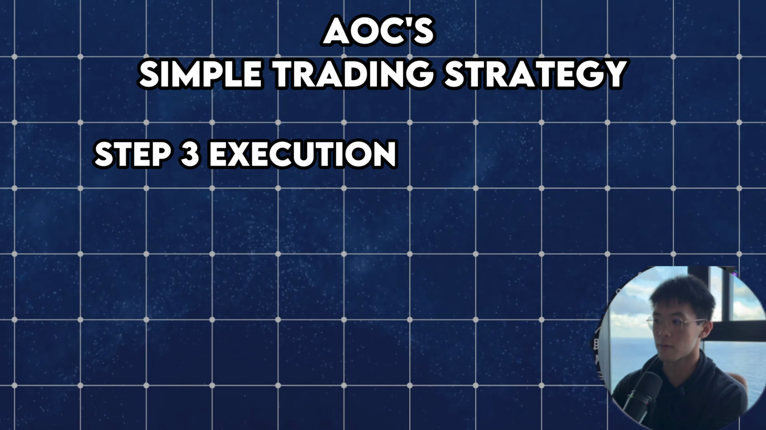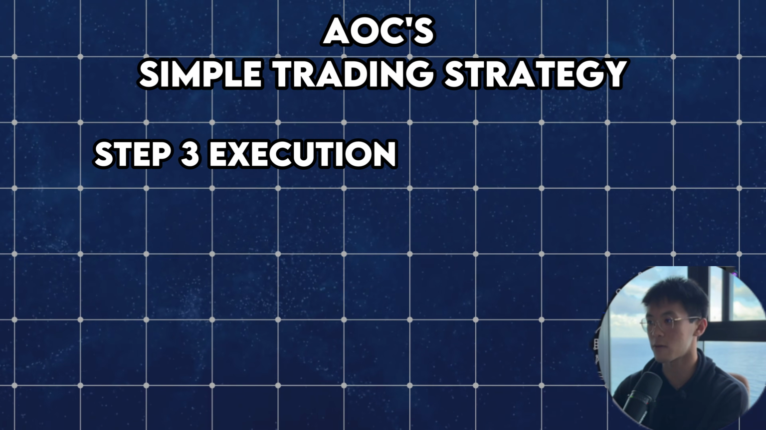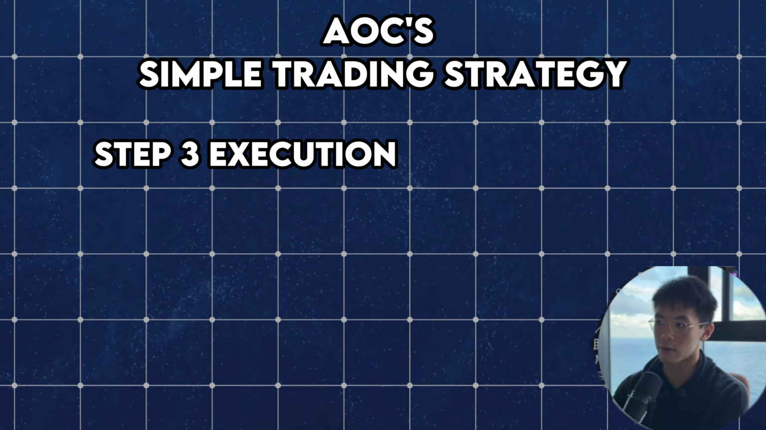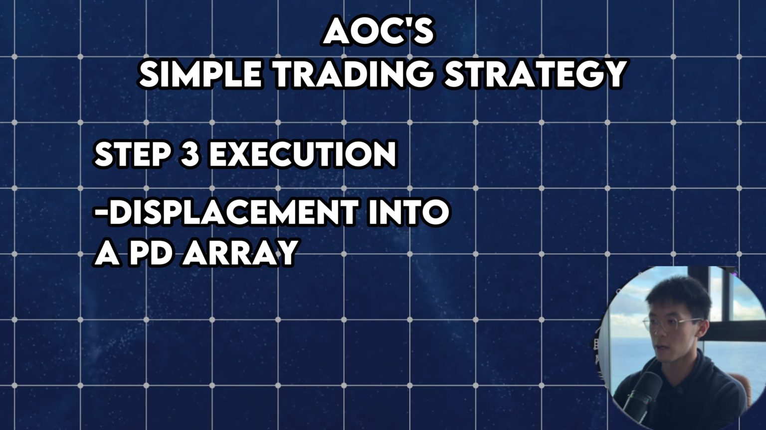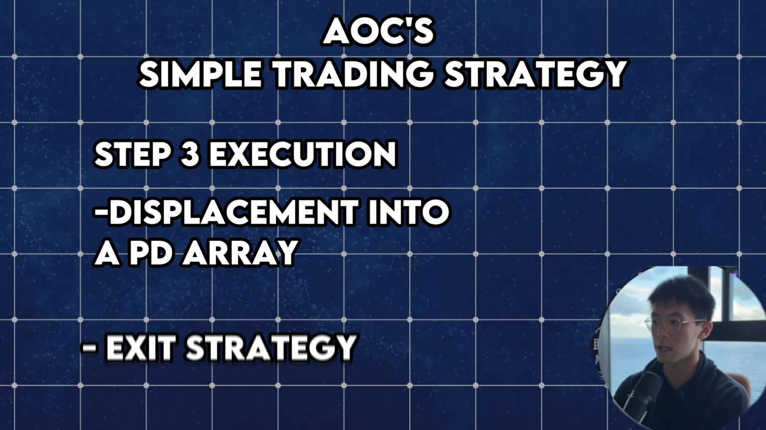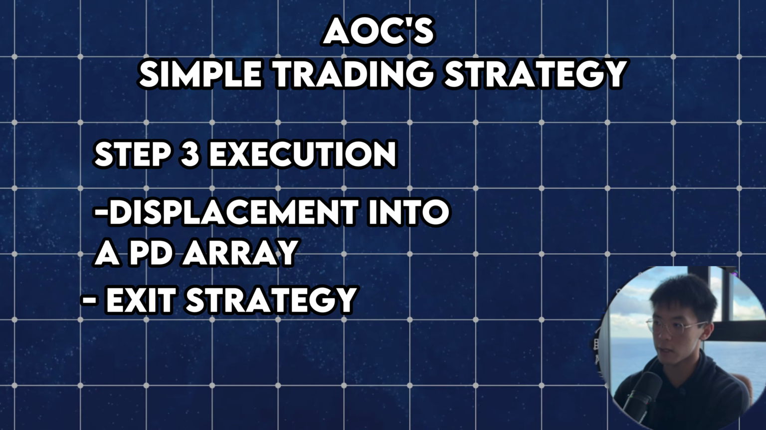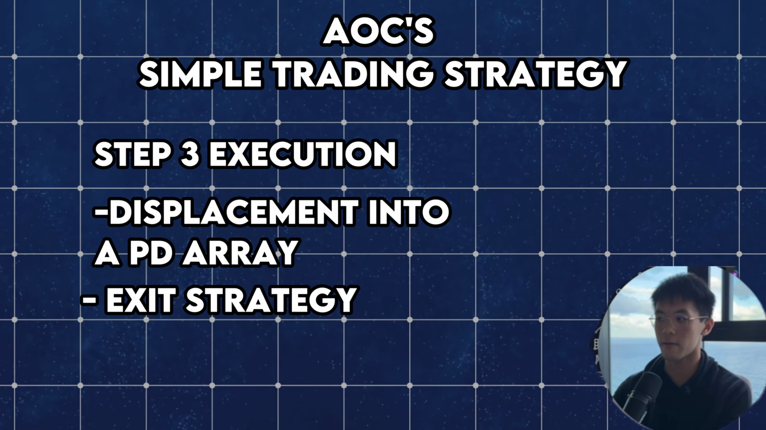And then step 3 is finally we get into the execution. Now, in terms of the execution, I'm going to give you a very step-by-step guide later on, but it just involves something called displacement, then into some kind of PD array, which if that doesn't make sense to you right now, it will. And then I'm also going to give you an exit strategy that you can comfortably use to gain 4 to 5 R every trade consistently at a very high probability.